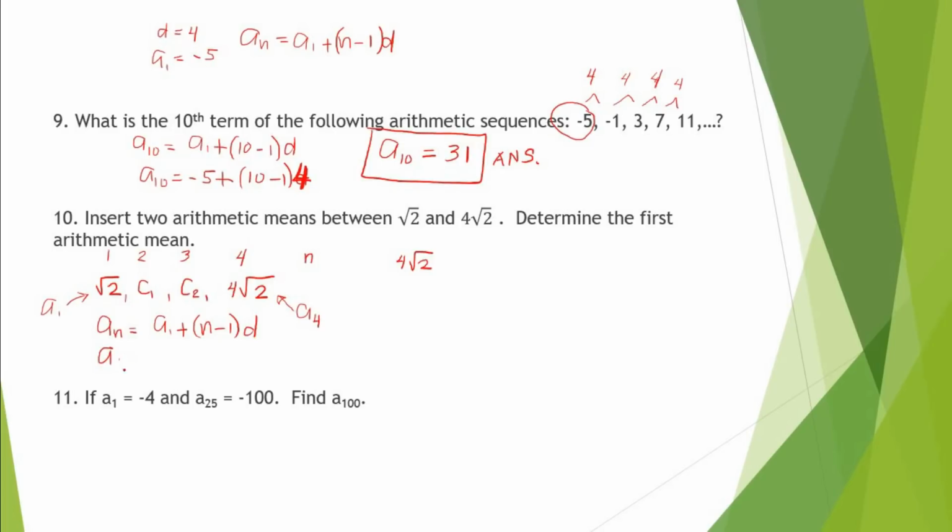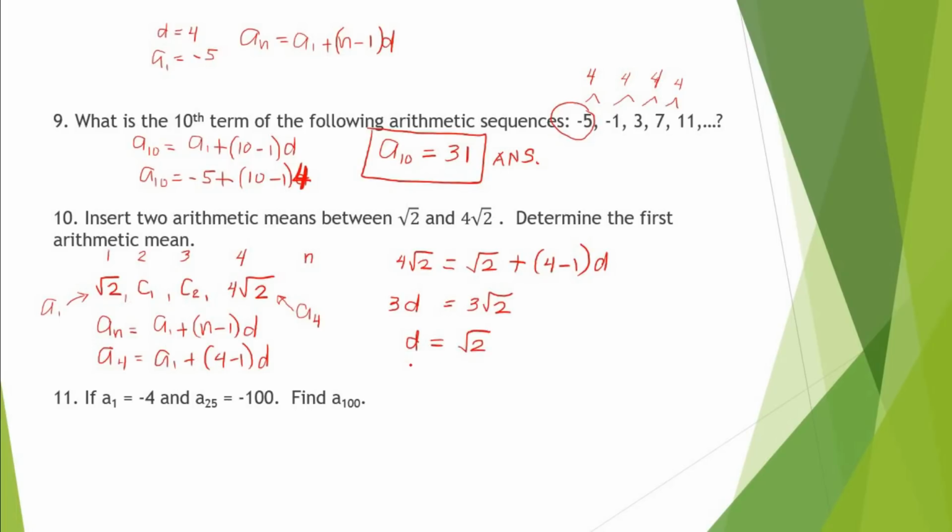We have A4. A4 is equal to A1 plus 4 minus 1 times D. So our fourth term is equal to 4 square root of 2, and our A1 is equal to square root of 2, plus we have 4 minus 1 times D. Our only unknown is D. So this simplifies to 4 square root of 2 minus square root of 2, which is equal to 3 square root of 2. 4 minus 1 equals 3. So we have 3D.